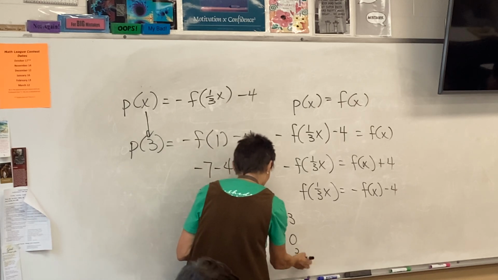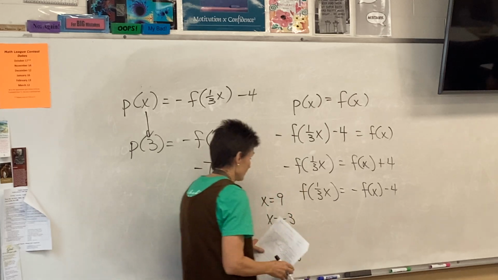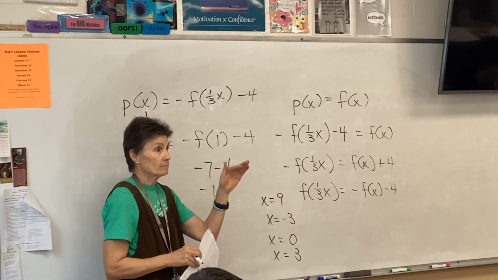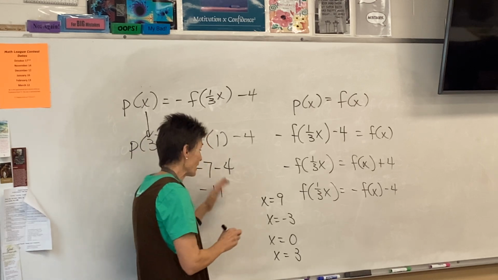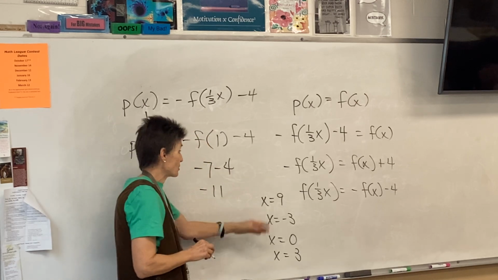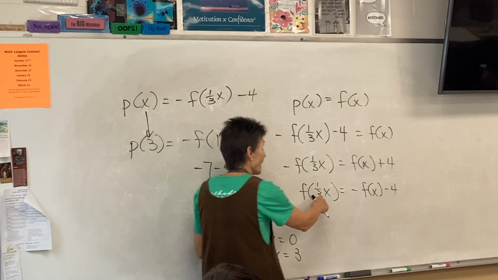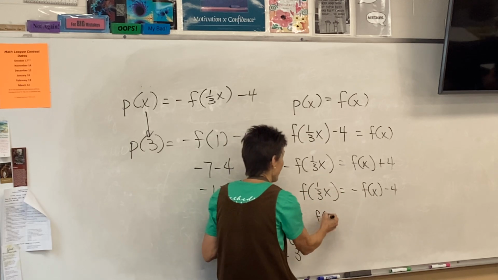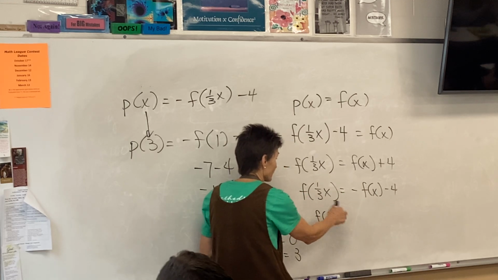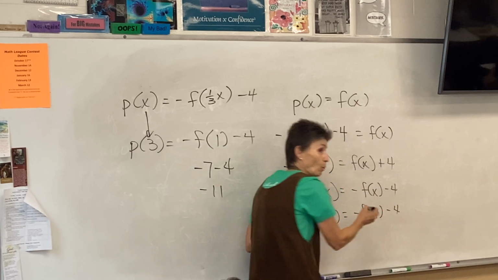3 or 9? Is everybody kind of following what I'm talking about? Okay, so I narrowed it down, my answer is one of these, so since I have 9 at the top, I'm just gonna start with 9. If 9 is it, then what's this gonna say? It's gonna say f of 3 equals negative f of 9 minus 4.